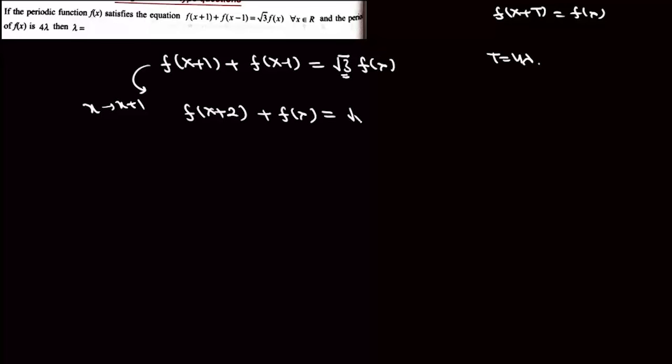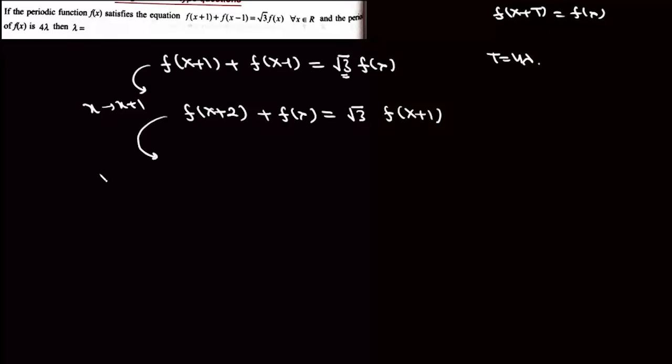One way is to solve it rigorously, where we'll first try to eliminate this root 3 part, and then we'll somehow prove f(x+T) = f(x). Now in this equation, we'll replace x with x+1. So we'll write f(x+2) + f(x) will be √3 f(x+1).